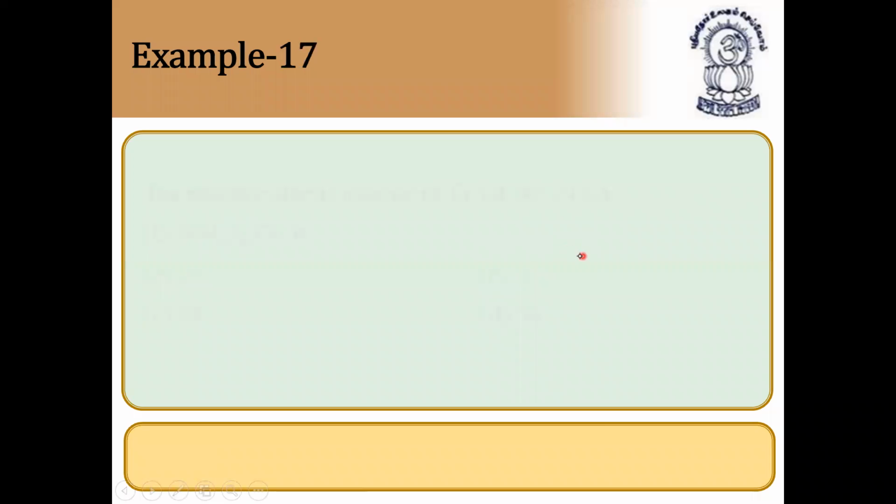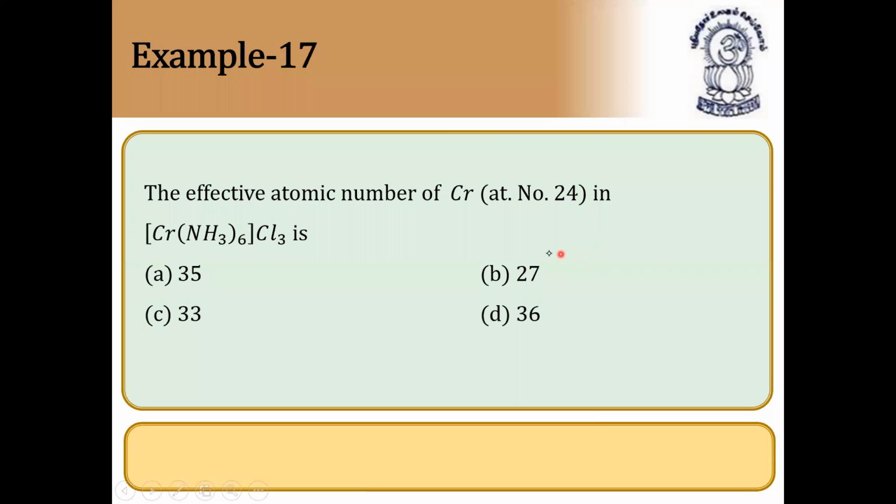All these questions are very important for NEET level. The effective atomic number of chromium in [Cr(NH3)6]Cl3. Outside will not consider, only the coordination entity. This one will consider. And the oxidation state of chromium is +3 here because outside is Cl3. So this is a neutral ligand.